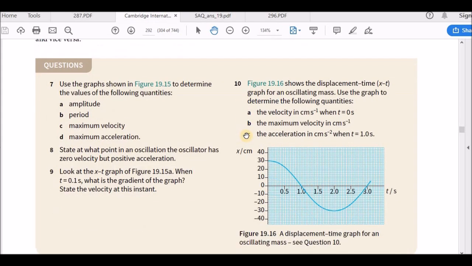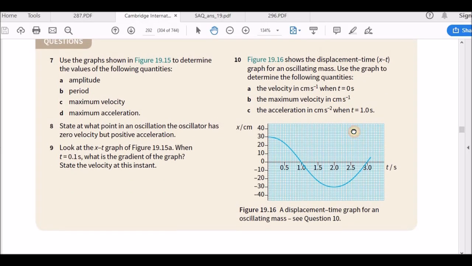Tenth question. Figure 19.16 shows the displacement time graph for an oscillating mass. Use the graph to determine the following quantities: the velocity in centimeters per second when t is equal to 0, the maximum velocity, the acceleration in centimeters per second squared when t is equal to 1.0 seconds. See question 10. Okay, so for part a, we are supposed to find the velocity.